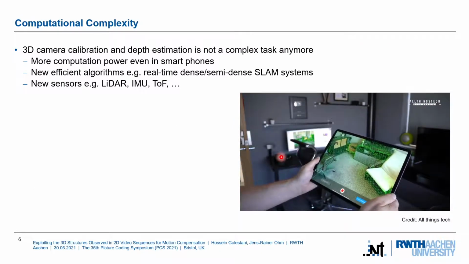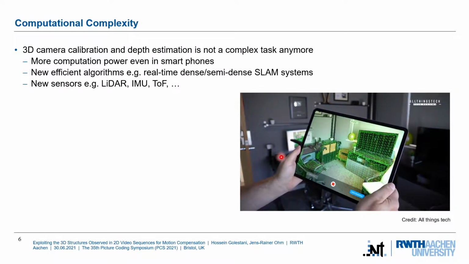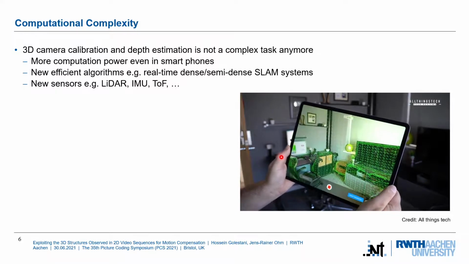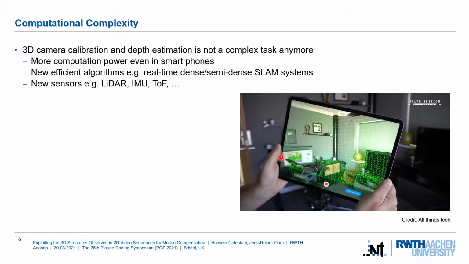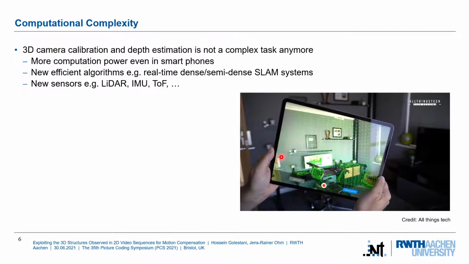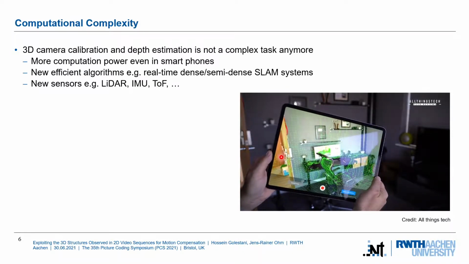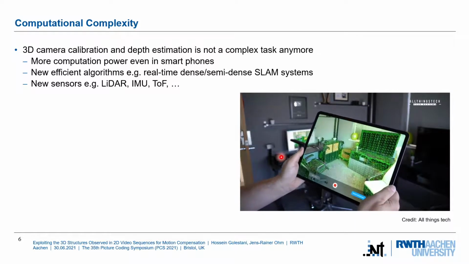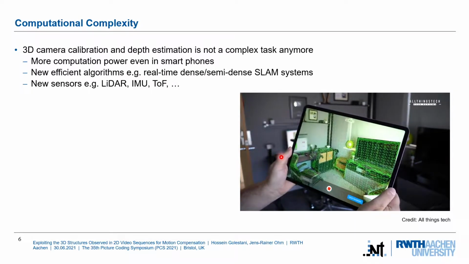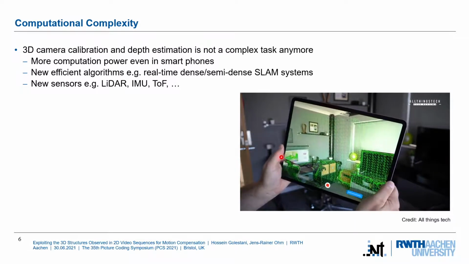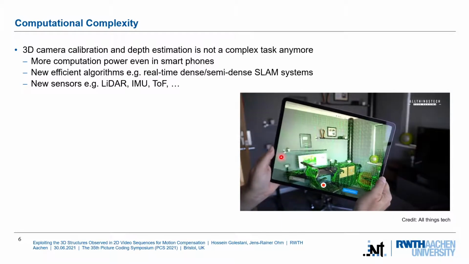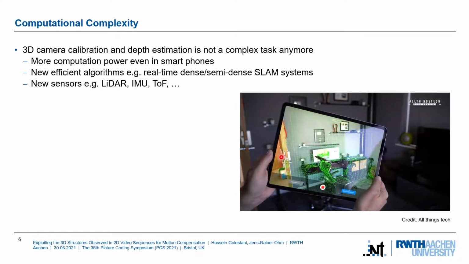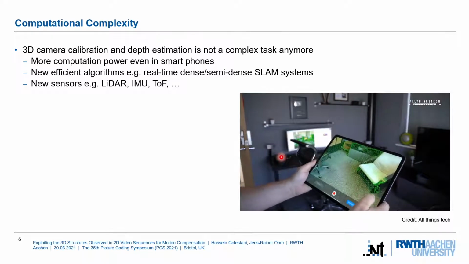For example, these days we have more computational power even in a smartphone. We have access to many 3D reconstruction algorithms performing in real time. Also, new devices are equipped with depth sensors like LiDAR, time of flight, or IMU sensors. This video shows a mobile device equipped with a LiDAR sensor. You can see real-time depth estimation is not a big deal anymore.